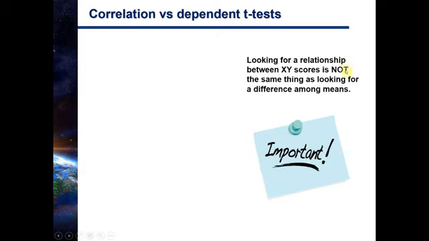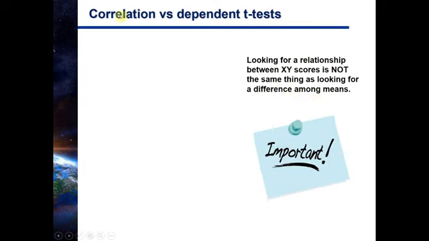But this is not the same thing as looking for a difference between the means, right? You can have two groups and you calculate the mean for group 1 and the mean for group 2, and you want to know, are those two means different from each other? You're asking an entirely different question here. This first question is about relationship among scores, and the second is looking for differences among or between means.